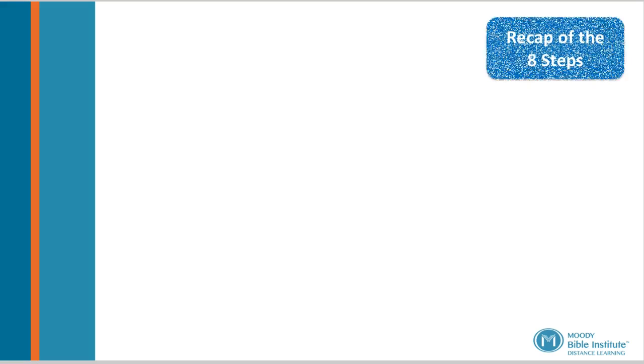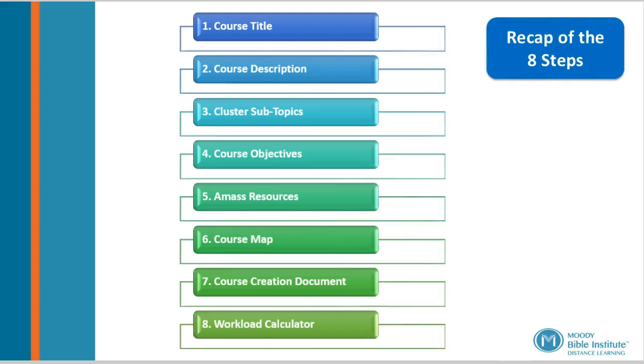Finally, here's a recap of all 8 steps we just discussed. Create the course title, then the course description, then cluster the subtopics, create the course objectives, amass the resources for the course, outline the course in a course map, fill out the course creation document, then finally fill out the Excel spreadsheet known as the workload calculator.